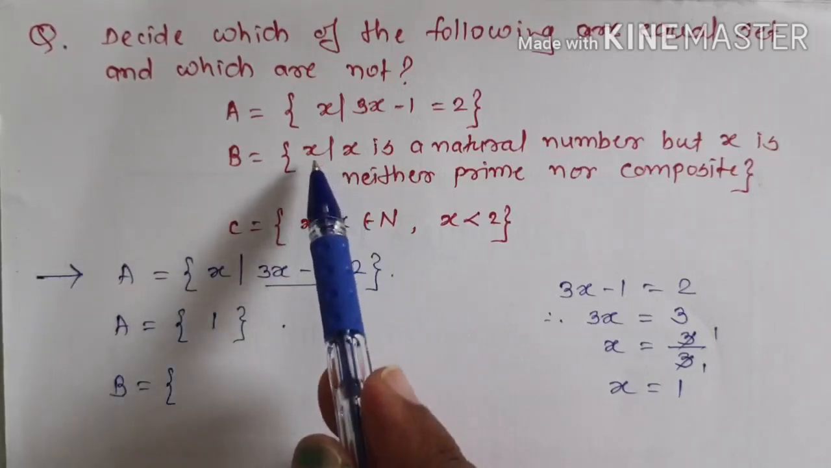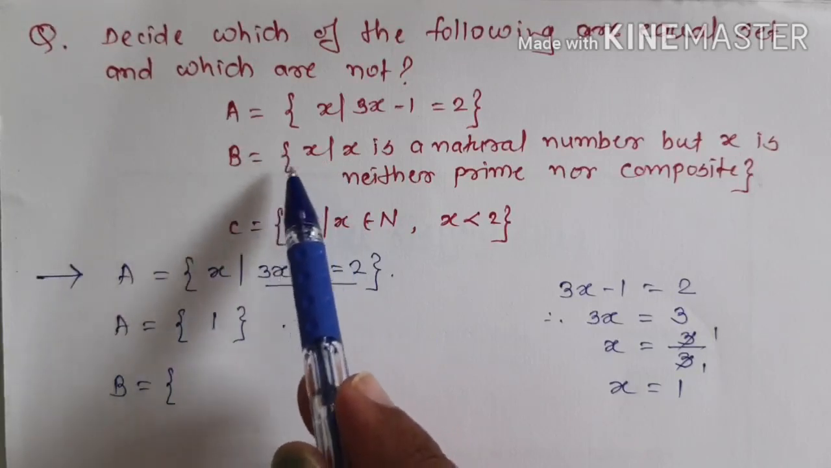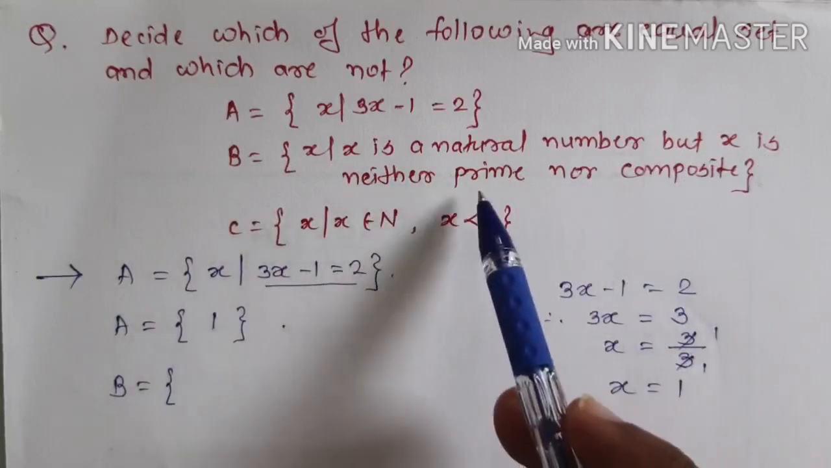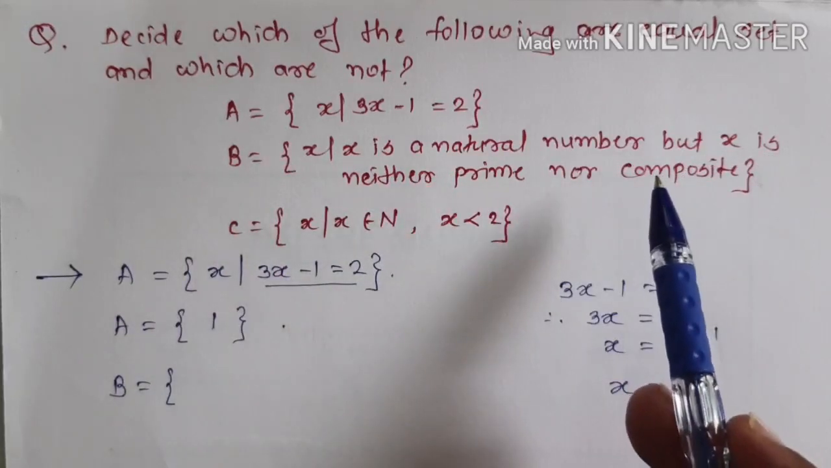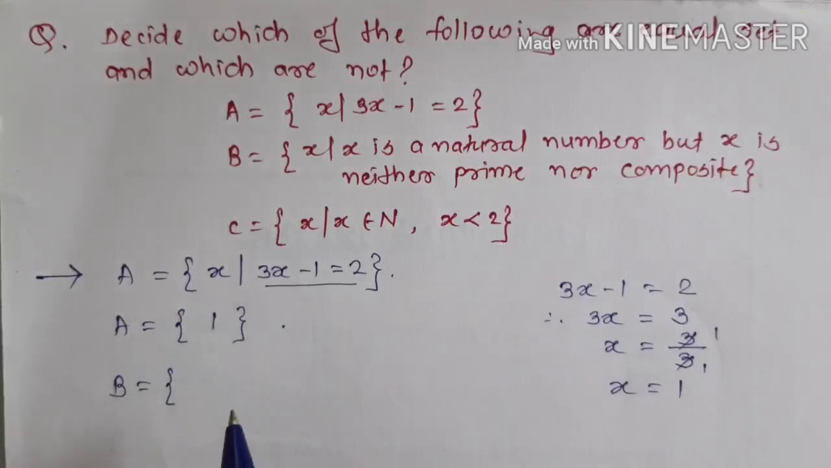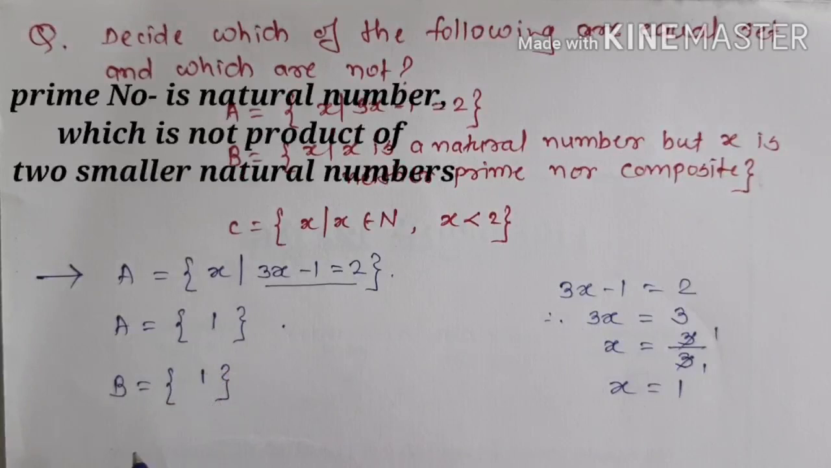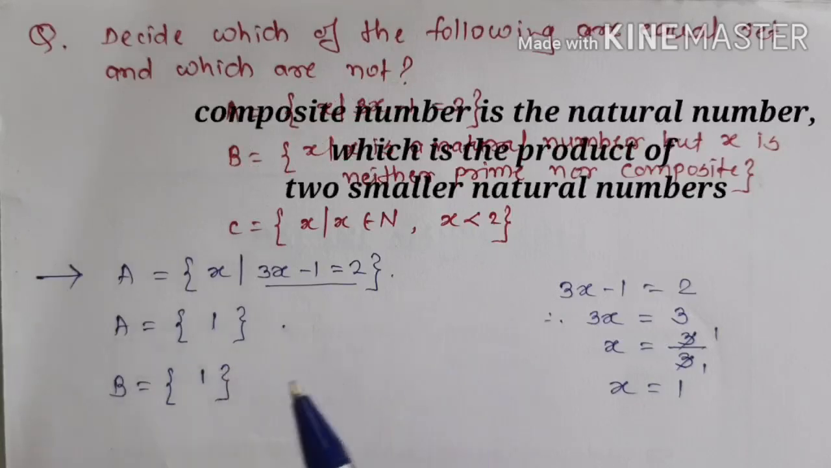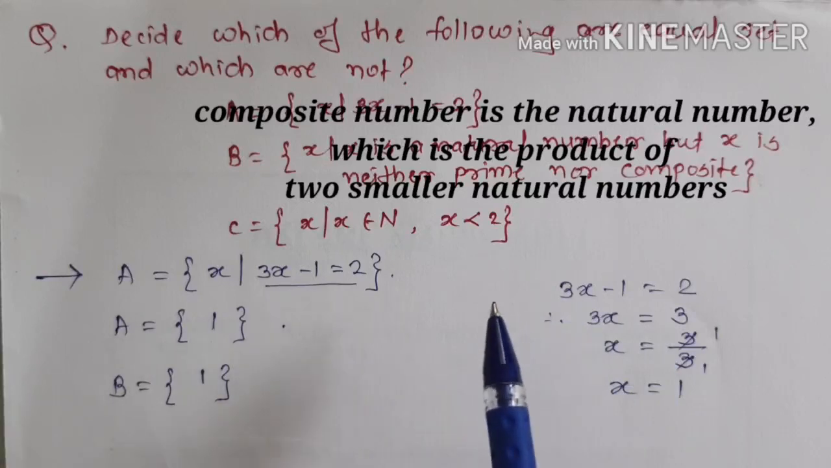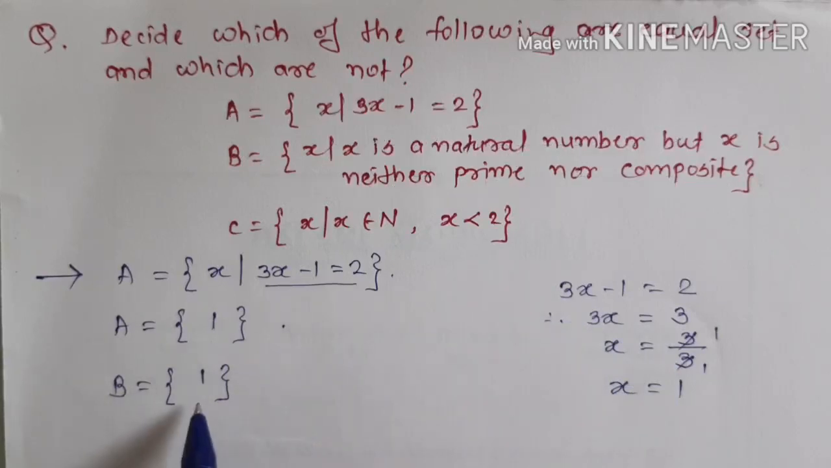So in this set, x is {x such that x is a natural number, but x is neither prime nor composite}. There is only one number which is neither prime nor composite amongst all the natural numbers, and that is 1, because prime numbers start with 2, which is the smallest prime number, and the composite numbers start from 4. So the only number which is neither prime nor composite is 1.